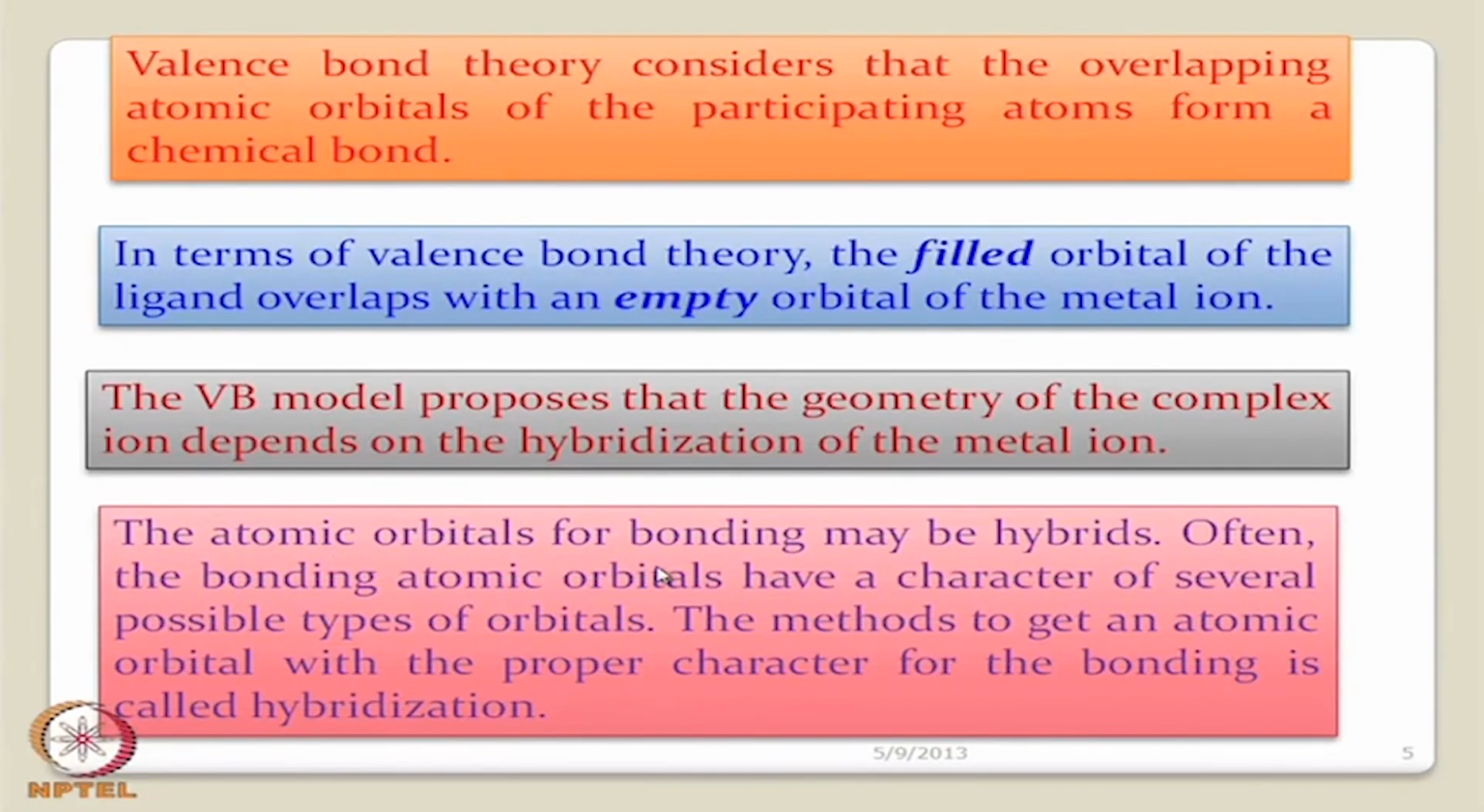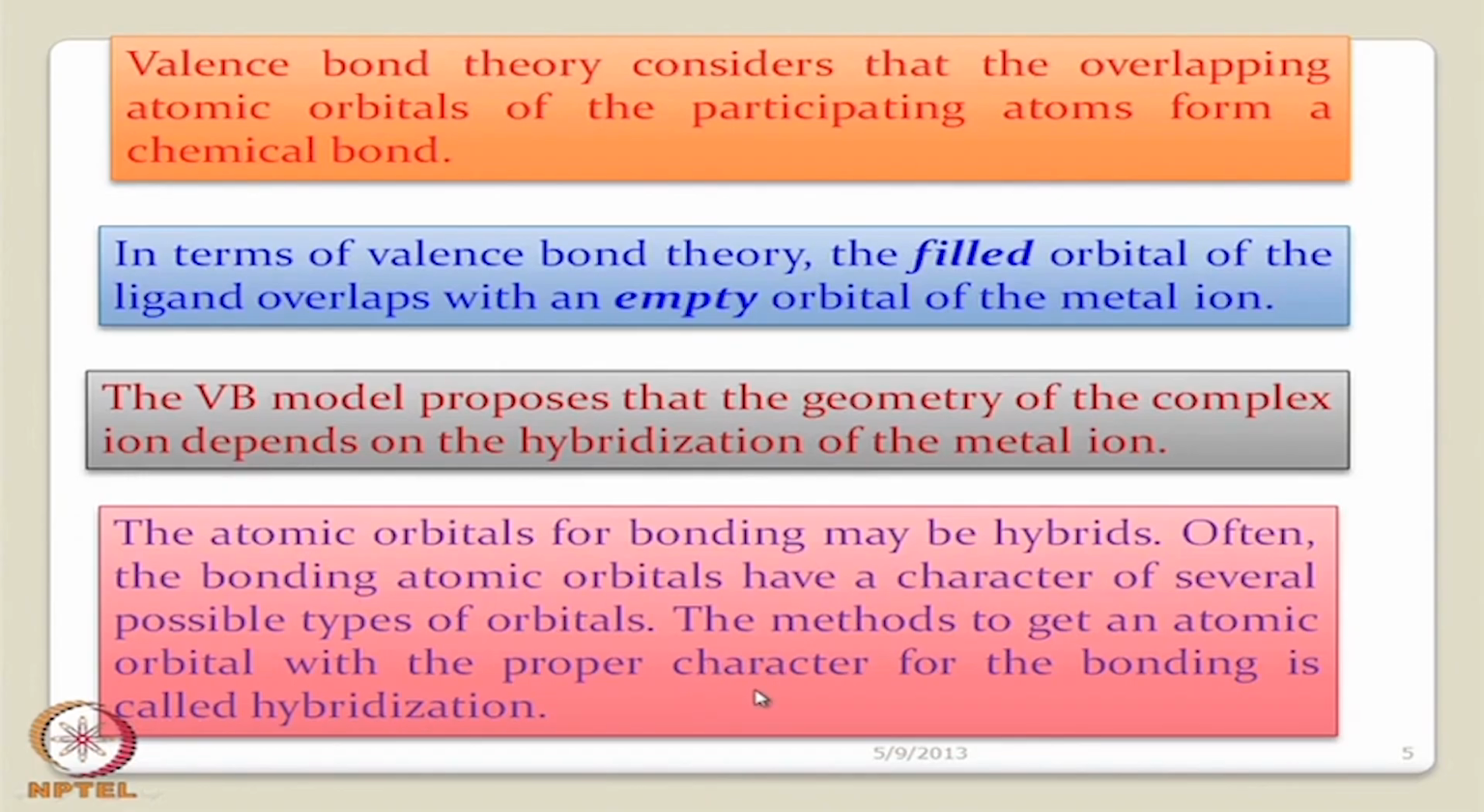So the atomic orbitals for bonding may be hybrids. Often the bonding orbitals have a character of several possible types of orbitals. The method to get an atomic orbital with the proper character for bonding is called hybridization. How do we get this? In this methodology, different atomic orbitals of the metal center, say one s and three p orbitals with proper character, that means one having s character and three having p character, are utilized for bonding.